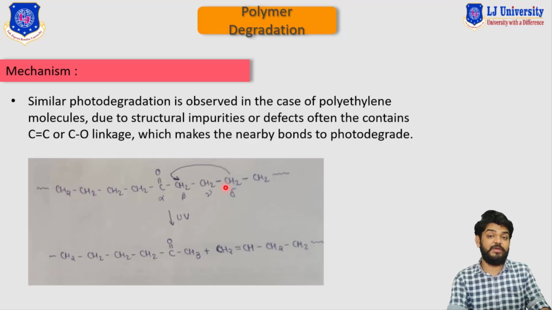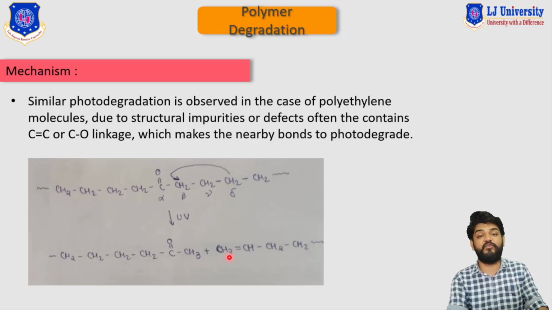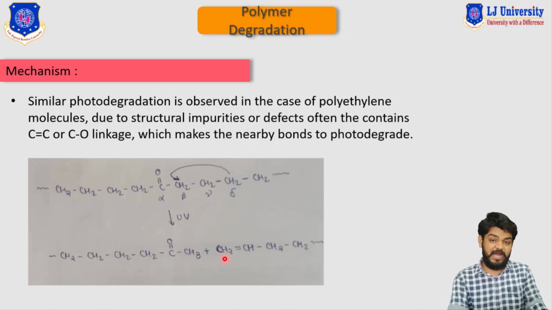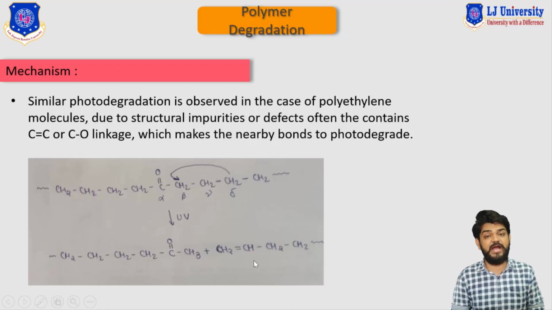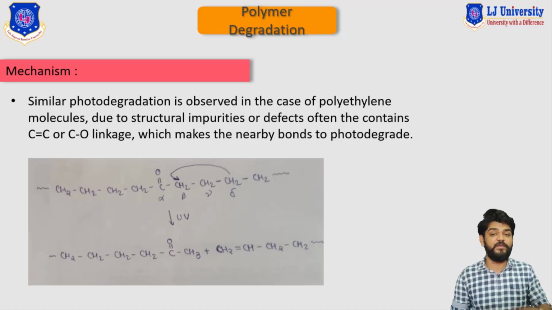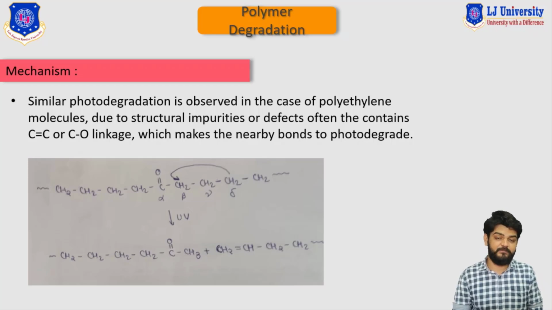So as a result, you can see here, this carbon has made one more bond with the gamma carbon. This gamma carbon and delta carbon are now connected with each other by a double bond, and they have lost one hydrogen. So the ultraviolet radiation coming from the sun degrades our polymer, and it is responsible for the physical change of the polymer. This is the example of the polyethylene molecule.